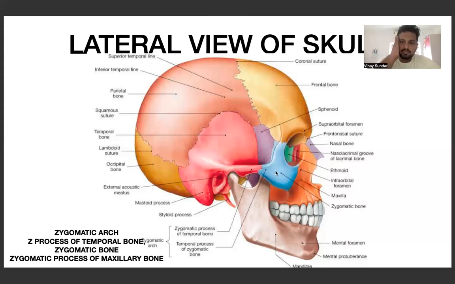The zygomatic arch is fractured during an assault. So when someone tries to hit you, obviously in order to defend or protect yourself, you move your face, and at that time, whether it's a rod or a slap, it lands here. So that's why the zygomatic arch is more commonly fractured during an assault. And when you ride a bike or something, you fall on the sides, and the zygomatic arch is fractured here.